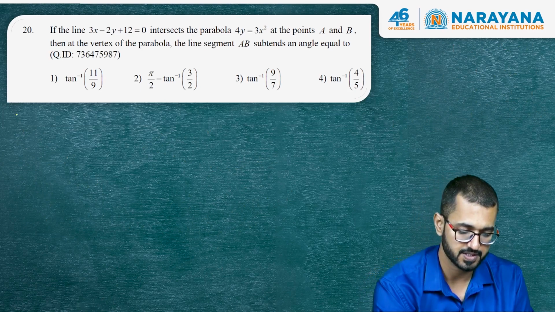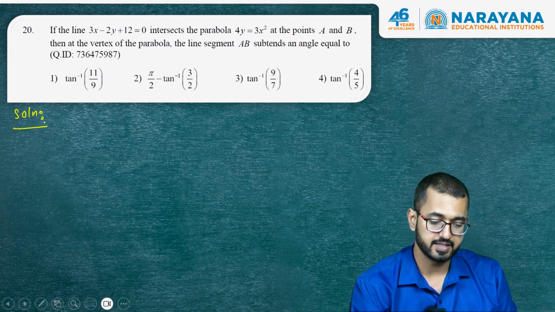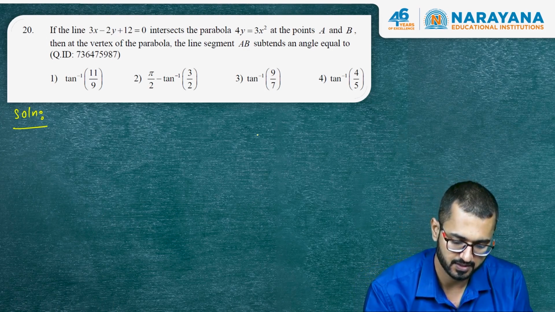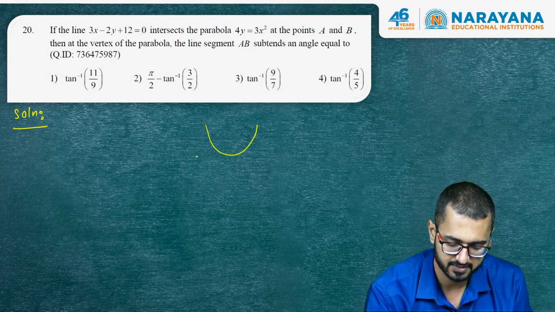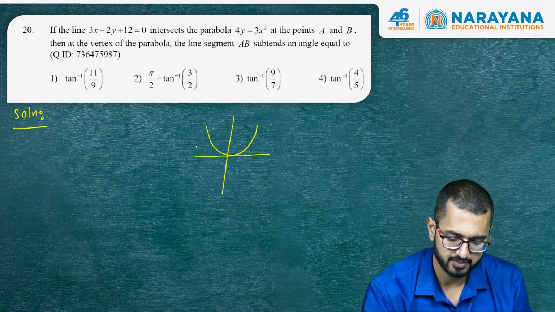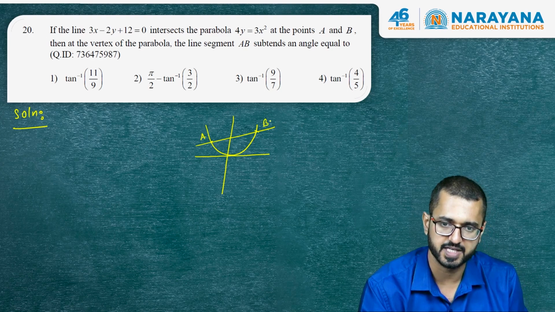Coming to this, question number 20. Now what's there? This line intersects the parabola 4y = 3x². So this parabola is like this, and then we have a line here. It intersects the parabola at 2 points A and B, right? So you can take it like this. This diagram is just for reference purposes, not to scale.